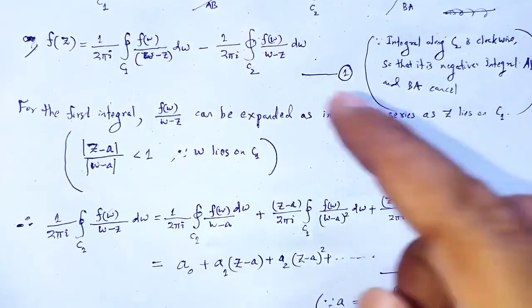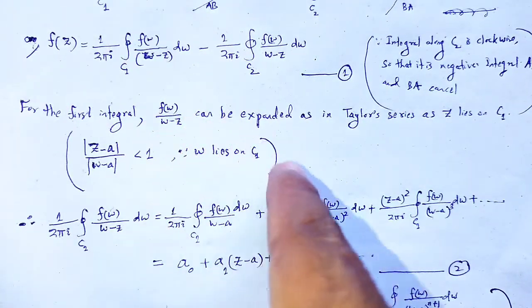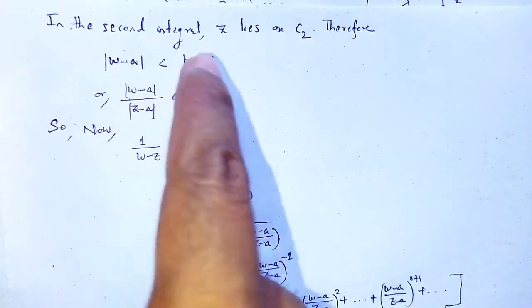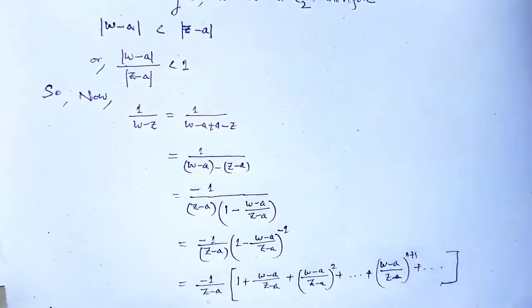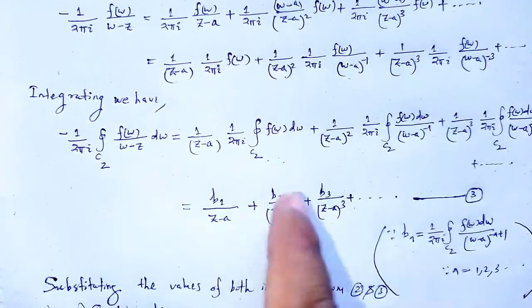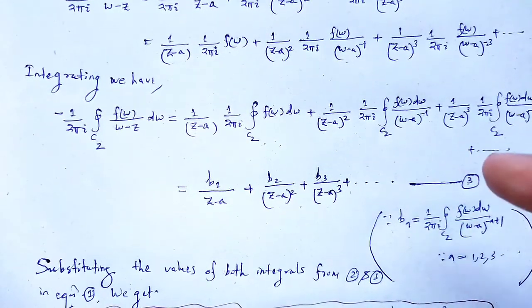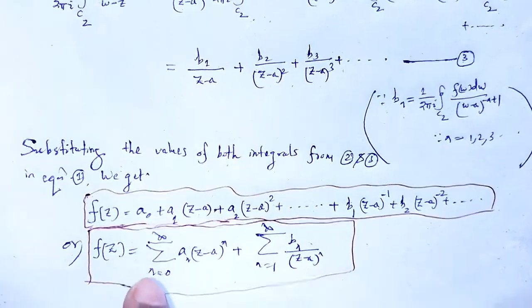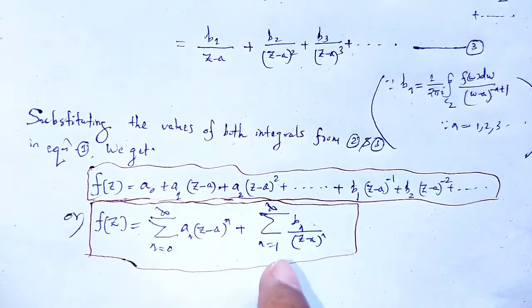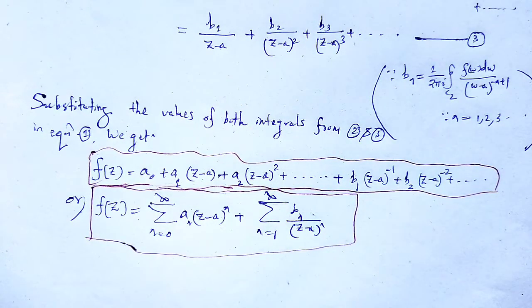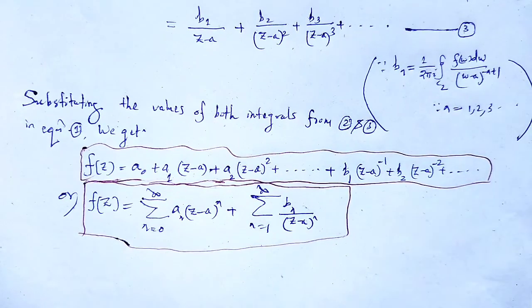These two integrals are evaluated. First one is expanded by using Taylor series, second one is expanded as usual method, that is represented by equation number 3. Putting the value of equation 2 and 3 in equation number 1, we have the required expansion of that given function, which is known as the Laurent series expansion. Next, two problems that are based upon Laurent series expansion.